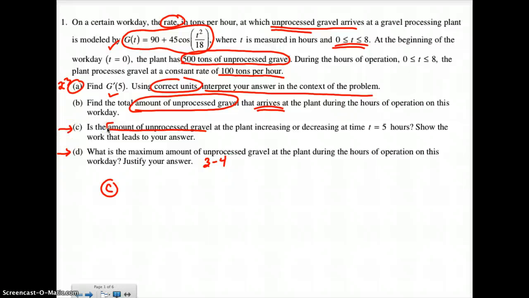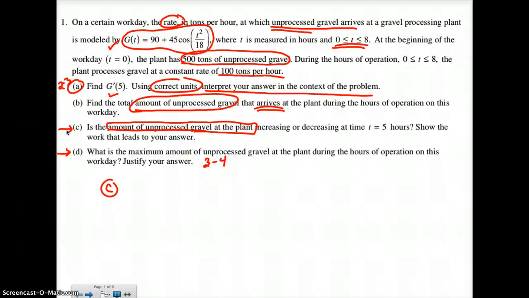Mainly because they're asking you for the amount of unprocessed gravel at the plant, and there is no function explicitly given for that, so you kind of had to think that out. Now you can do this with calculus. I'd also say you could have done it with some common sense. I don't know if that's as accepted point-wise, so I'm going to go through it with the calculus, and then I'll insert a little common sense into it also.